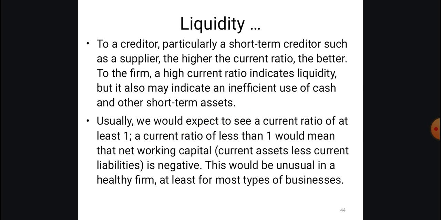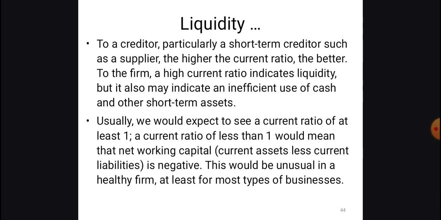To the creditor, particularly a short-term creditor such as a supplier, the higher the current ratio is, the better. To the firm, a higher current ratio indicates liquidity, but it also may indicate an inefficient use of cash and other short-term assets. So it has both advantages and disadvantages. For the creditors, it could be advantageous, but if the current ratio is excessive, it means that the company is not using its resources efficiently.